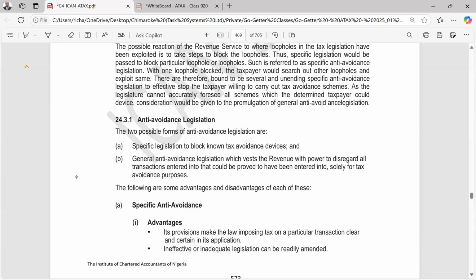Whereas the general is done to block all known holes. So you have a mouse problem in your house, and you decided to just cement your house again, everything. You now do a general overhaul and block every hole. So that's what general anti-avoidance does. What are the advantages and disadvantages of these?